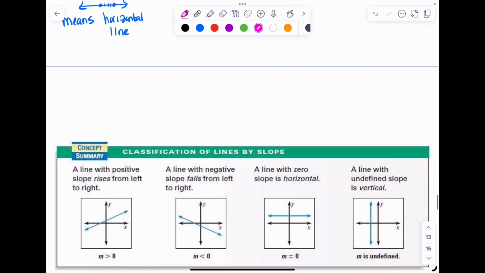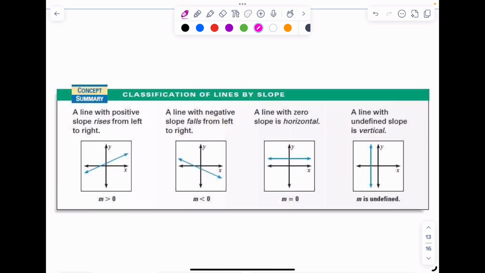So I like this next graphic. It kind of summarizes everything we've talked about. When your slope is positive, this means that you have a diagonal line that is increasing. It's going up from left to right. So if I write my name on the line, it's going up. A line with a negative slope means it's falling left to right. And if I write my name on it, it's going down.